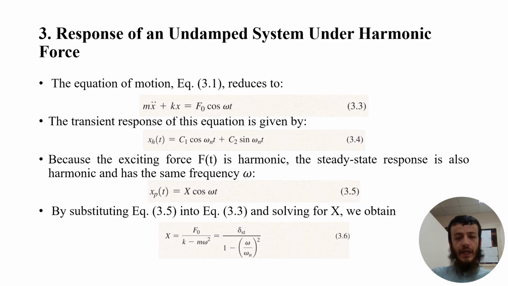Next, we have the response of an undamped system under a harmonic force. The previous one was general. Suppose we have a system just like the previous slide, but we don't have a damper. The equation of motion will reduce to this, without the damper term. The transient response of this equation will be given like this.